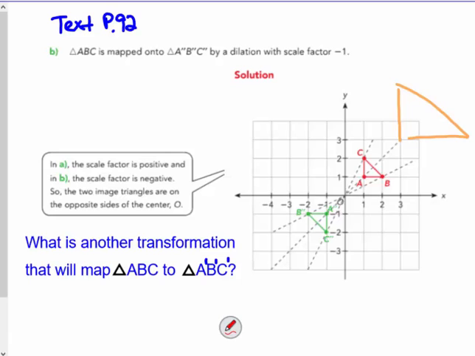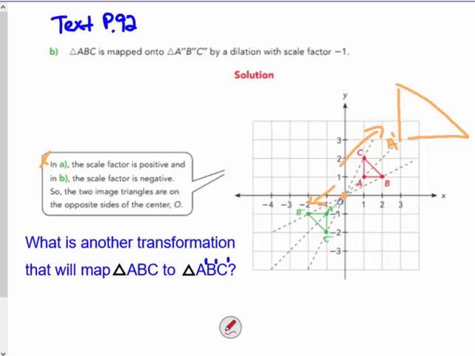And in B, the scale factor is negative, so the two image triangles, this for instance was A prime, are on the opposite sides of the center of dilation O. So a positive scale factor put it further into the first quadrant, but a negative scale factor drops it down into the third quadrant on a different side. So this one's below and this one went above. That's what that little information here was saying.